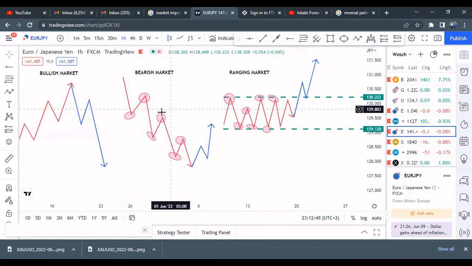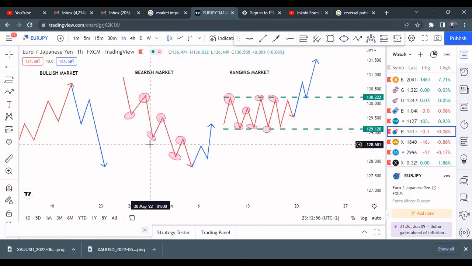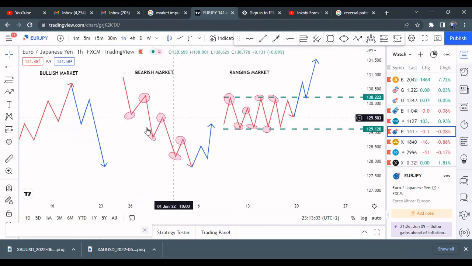A continuation pattern happens during a correction. It's when price breaks a certain area, and then it goes to test that level. So in a correction, that's when a continuation pattern occurs. Yeah, that's the case.